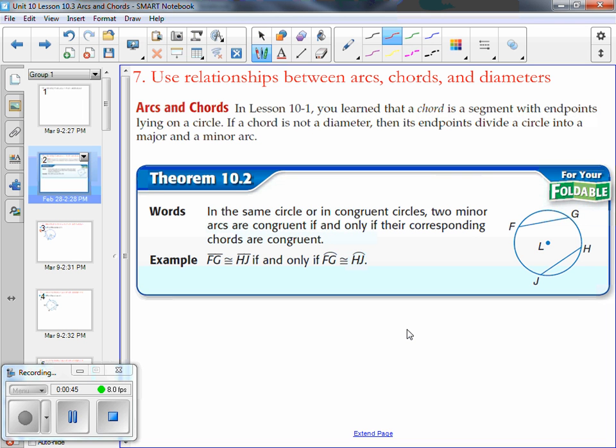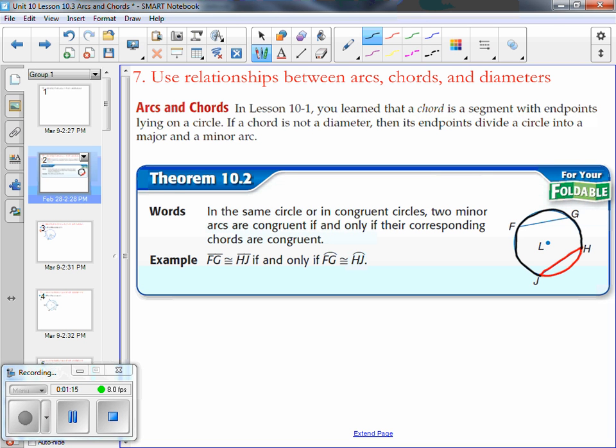If we look here at this figure at chord, segment JH, it's awkward to call it chord JH, but the chord is called segment JH. It does divide the circle into two arcs: arc JH, which is a minor arc, and arc JFH, which is a major arc.